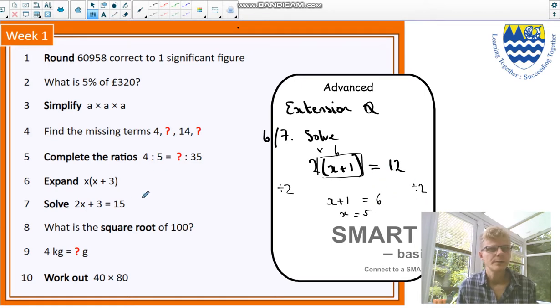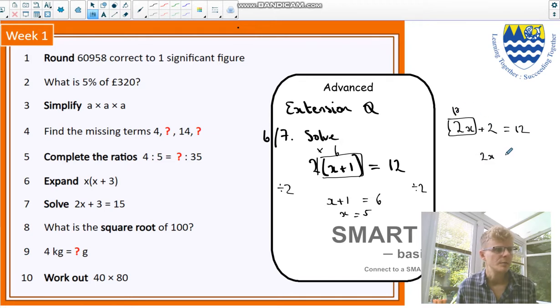If we blend the 2 skills together, what we could do is we could expand this bracket first. So 2 lots of x plus 1 would be 2 lots of x plus 2 lots of 1, which is 2, and that gives us 12. And then now I have 2 lots of a number plus 2 is 12. So if I block this off, this value here must be worth 10. Okay, because 10 add 2 is 12, or 12 take away 2 is 10.